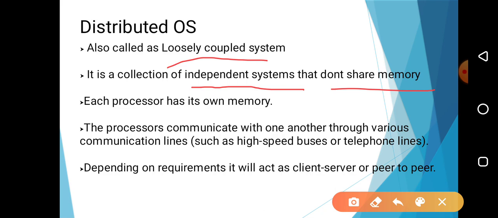For example, your internet. In the internet you are connecting multiple CPUs, multiple systems with each other, and they act like only one unit, but they don't share the memory. Each processor has its own memory in the case of distributed OS. The processors communicate through various communication lines such as high-speed buses or telephone lines. There are no types in this case as in the multiprocessor system. Depending upon the requirement, it will act as client-server or peer-to-peer.